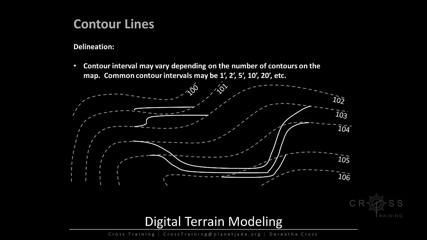Then there's something called contour intervals. And contour intervals may vary depending upon the number of contours on the map. So if you have a lot of contours and they're packed in there really tightly, you might want to do maybe every 10 foot instead of every 1 foot. So for this example, we can see that it's every 1 foot contour. And we usually use a nice even number like 1, 2, 5, 10, or 20. We don't use something kind of difficult to interpolate. And sometimes it may be necessary to do that.